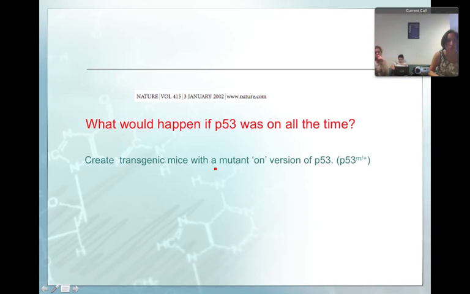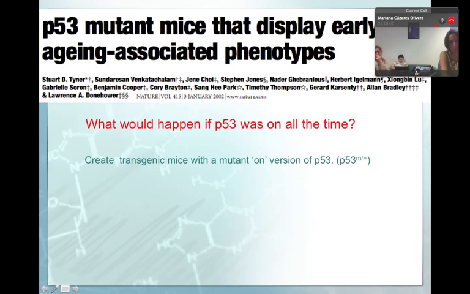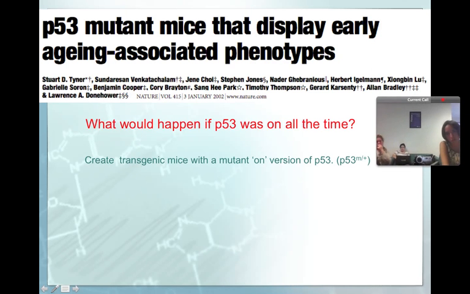Okay? And so they have a truncated version of p53. To truncate something means to shorten it. So they have a truncated or shortened version of p53, and p53M is the name of the allele. The form of the gene is an allele, right? And they have this p53M. p53M is constitutively active. It is always on. Okay? And this is the name of the paper: p53 mutant mice that display early aging associated phenotypes.